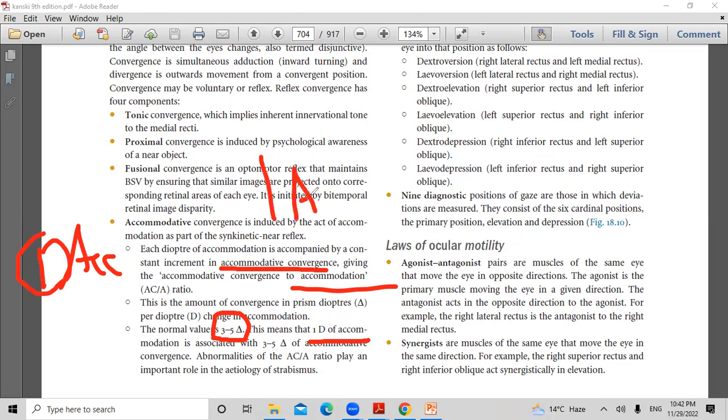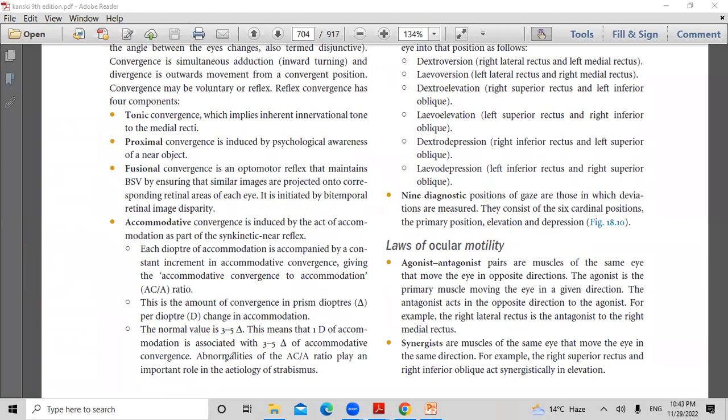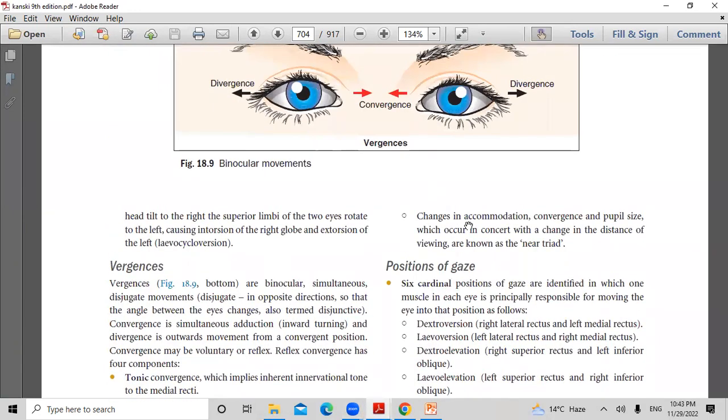So each one diopter of accommodation will equal 3 to 5 of accommodative convergence. This is the equation of accommodation. So each diopter will equal from 3 to 5 of accommodative convergence. Abnormalities of this AC/A ratio play an important role in the etiology of strabismus, and we will talk about it. Changes in accommodation, convergence, and pupil size, which occur in concert with a change in the distance of viewing, are known as the near triad.